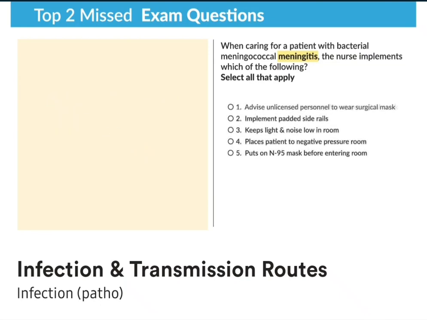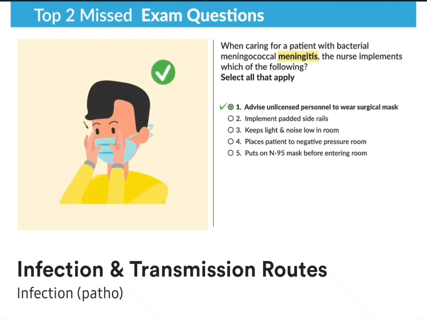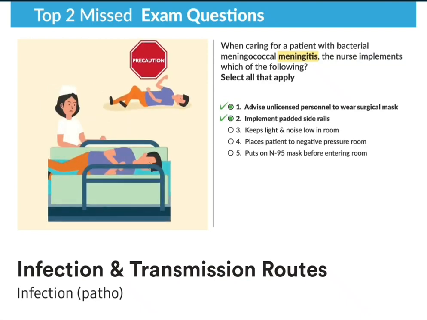So option number 1, advise the unlicensed personnel to wear a surgical mask. Yes, the key term there is surgical mask, not N95. Now option 2, implement padded side rails. Yes, seizure precautions, especially for that increased ICP, which is very common with meningitis, that infection inside the meninges.